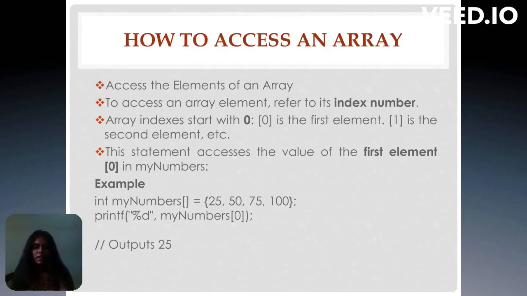To access an array element, we first have to refer to its index number, which always starts with 0: the first element, then the second element. The statement accesses the value of the first element. For example, in the same example as in the last slide, int myNumbers holds the elements 25, 50, 75, and 100. So we print myNumbers[0], which is 25, so the output will also be 25.